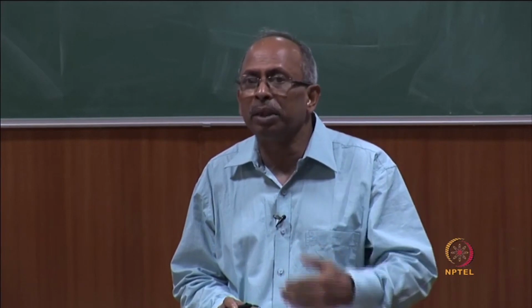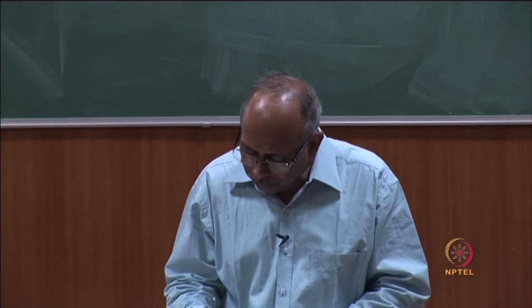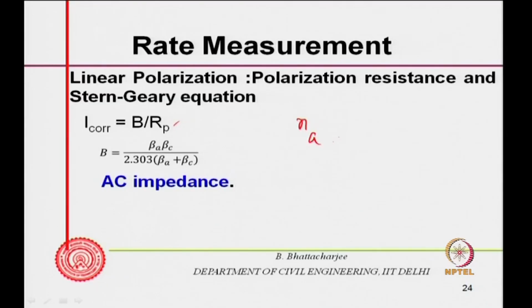I only wanted to mention that corrosion rate can be found out by the linear polarization technique, where you have a small overpotential, nu A or nu C, within plus minus 20 millivolt. The slope of the Tafel line in the zone where nu A, nu C do not exceed 20 millivolt gives us Rp, and Icorr is B over Rp. B is the Stern-Geary constant given by this formula.